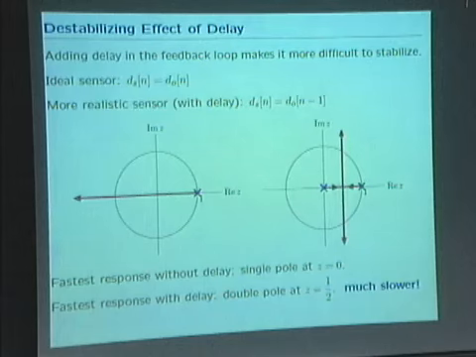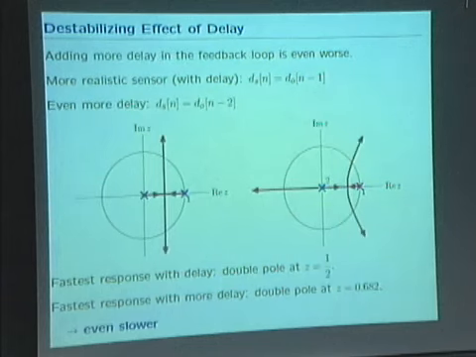The fact that it's complex isn't bad, but the fact that there's 2 of them, and the best I can do now is get to a half, which is a much slower response, the best possible response. Right? If I added even more delay, things get even worse, right? So if I had 2 units of delay, and I went through the same exercise, then what you'd see is that the poles would start in the same place.